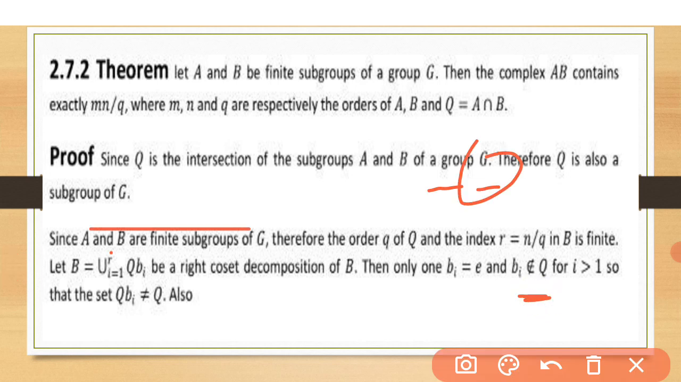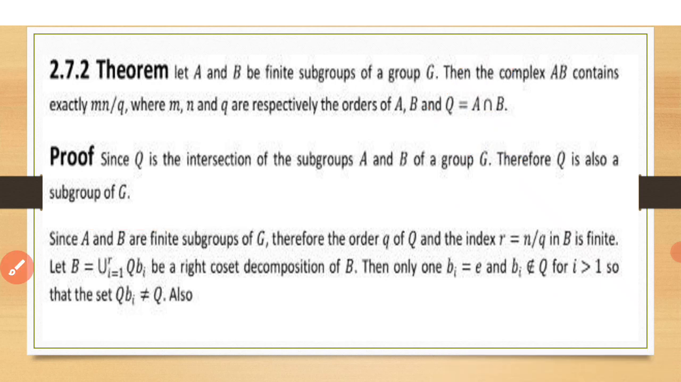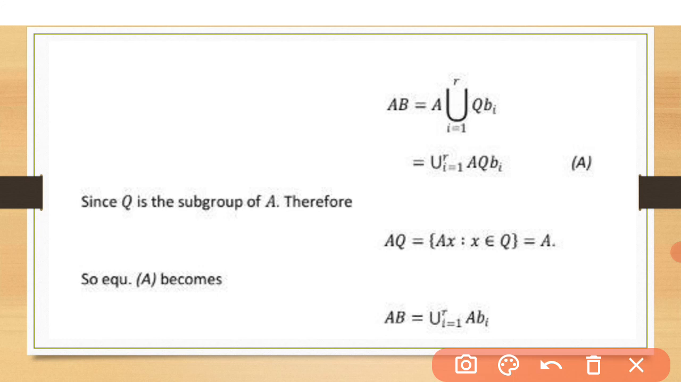Here it means that Q is the intersection of A and B. So all the elements of Q are contained in A. That's why Q is a subgroup of A. Therefore, AQ is equal to A, because all the elements are contained in A. Simply we can write that in AQ we just put A in place of AQ.